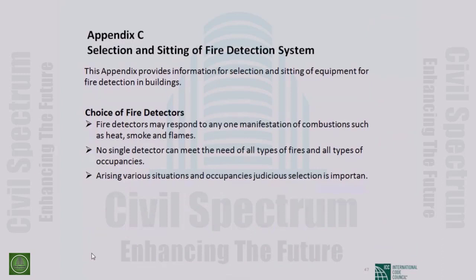Selection of site for detection. We have to choose a smoke detector where temperature is high, and we can choose a heat detector where there is more dust. By selecting this type of criteria, we can decide whether to use a heat detector or a smoke detector. Another thing is that when there is a line-of-sight advantage, only in that case can we use the flame detector. For a flame detector, you need line of sight.